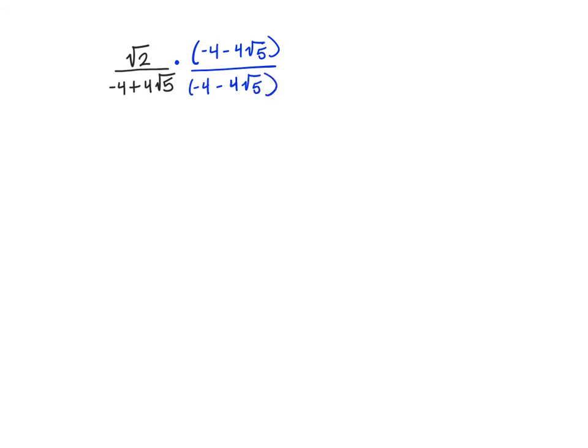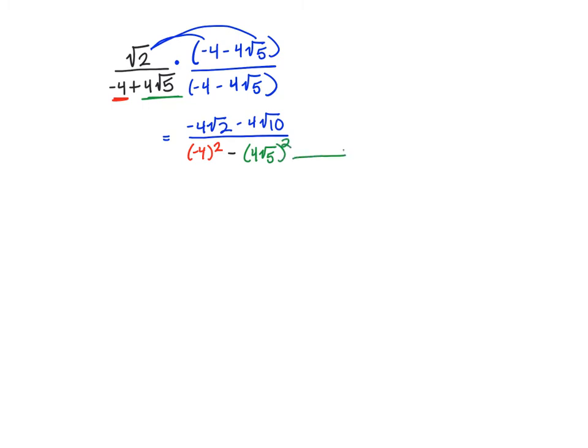Okay, so let's simplify the numerator. So root 2 times -4 would be -4 root 2. And then root 2 times the -4 root 5 is going to be -4 root 10. And then on the bottom, we're going to square the first one. So that would be negative 4 squared. And then we're going to square the second one. So this would be 4 root 5 squared.